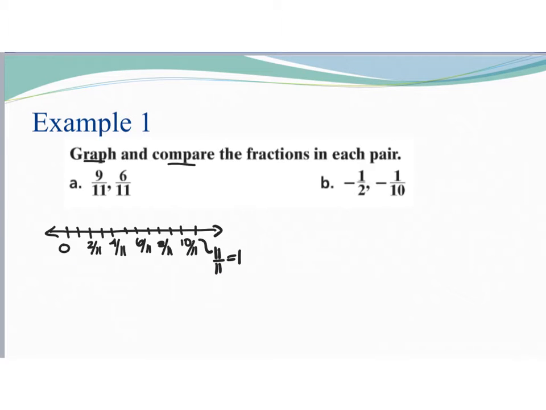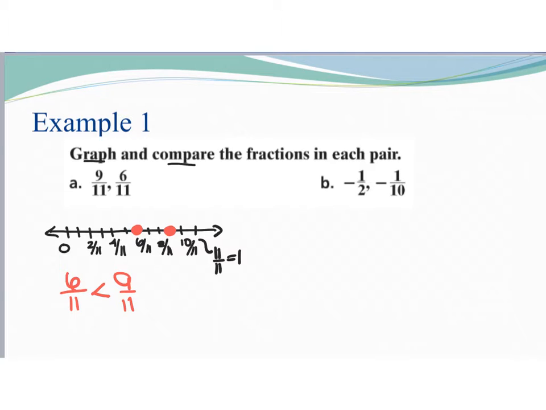So if I go and graph 9/11ths, 9/11ths is going to fall right here, and 6/11ths is going to fall right here. So I can see clearly that 6/11ths is less than 9/11ths. So to compare these, I'm just going to write that 6/11ths is less than 9/11ths. And then I'm done with this set.